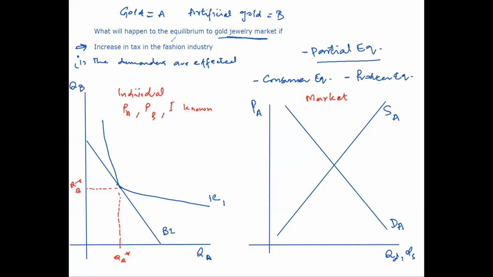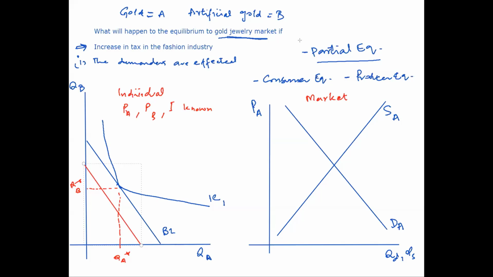Now what the statement says is that there is a tax on the fashion industry. So what will happen? If there is a tax, then there is a decrease in income. So how do we draw a decrease in income? We draw a budget line which is inward, or we shift the budget line leftward.